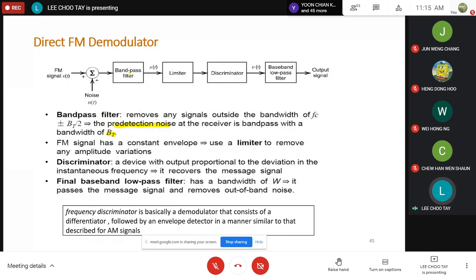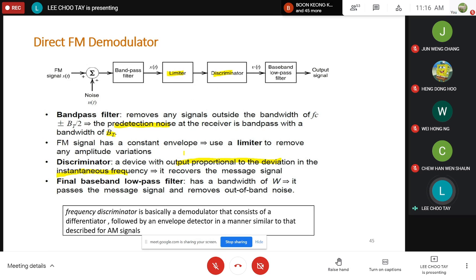And FM signal, we expect an FM signal to actually have a constant amplitude, and therefore the filtered FM signal is then passed through a limiter to remove any amplitude variation. So that means at the output of this limiter, the amplitude of the signal will be constant. All right, the signal is then passed through a discriminator. A discriminator basically is a device with an output that is proportional to the deviation in the instantaneous frequency.